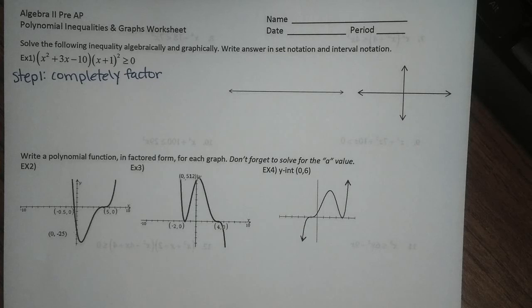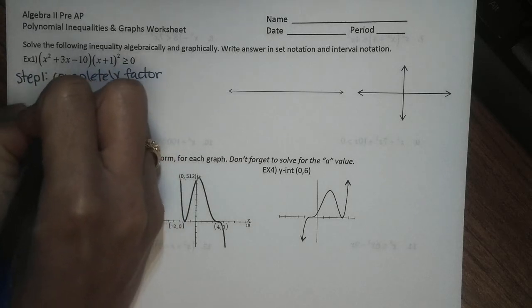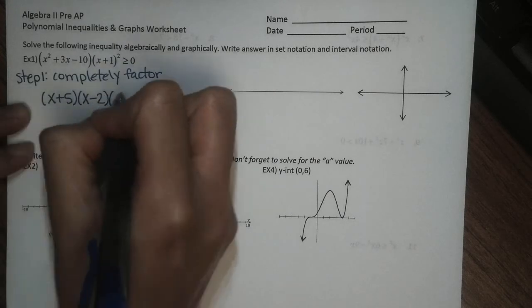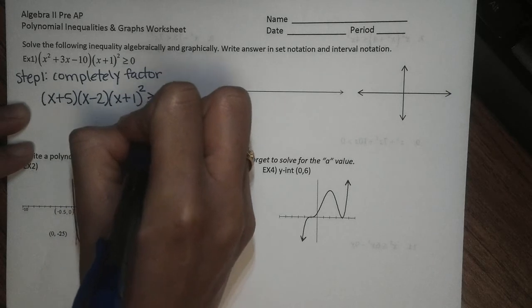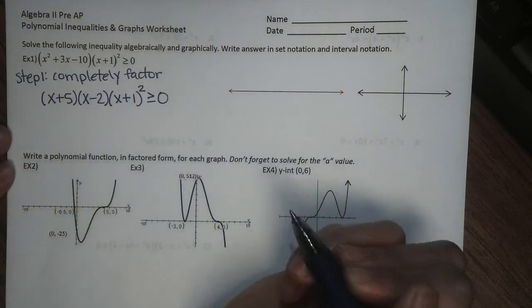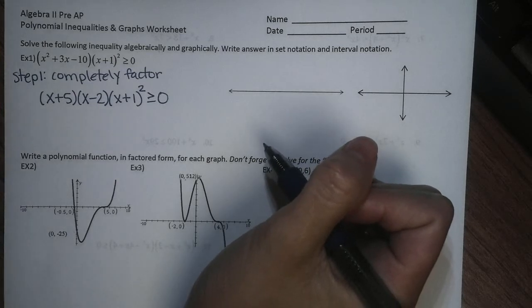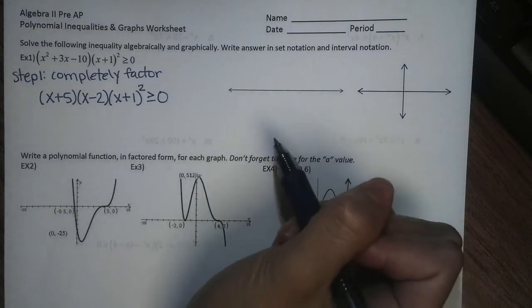Let's factor x squared plus 3x minus 10. X plus 5, x minus 2. X plus 1 squared. Okay, so example 1, I completely factored it into x plus 5 times x minus 2 times x plus 1 squared greater than or equal to 0.